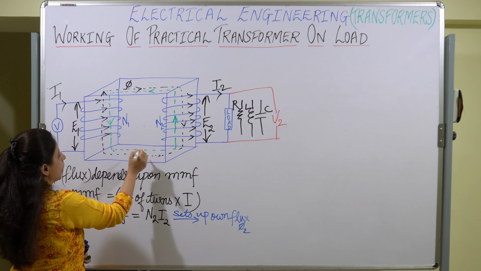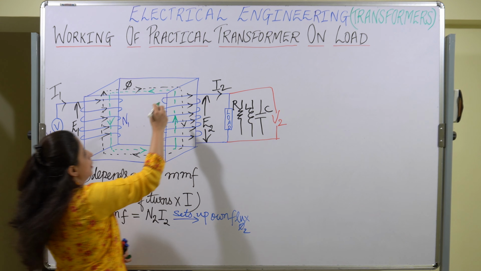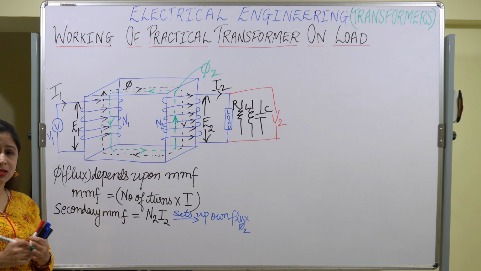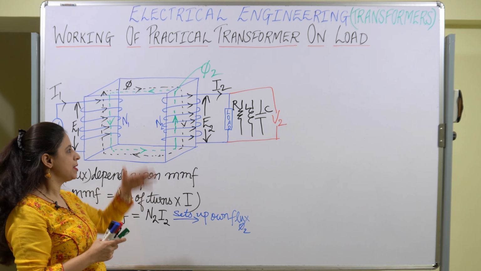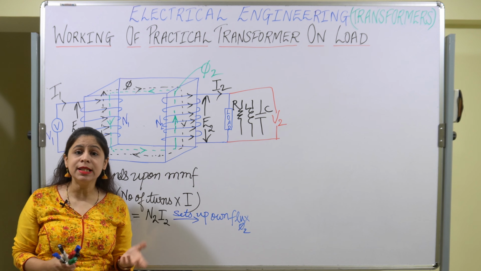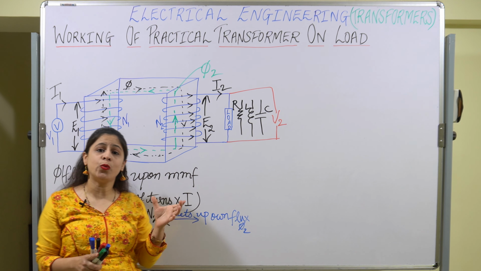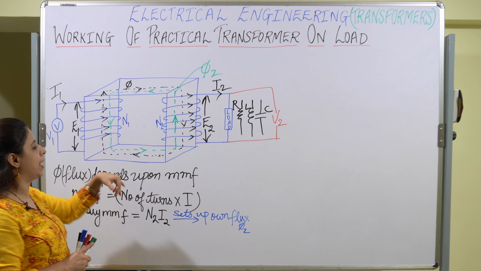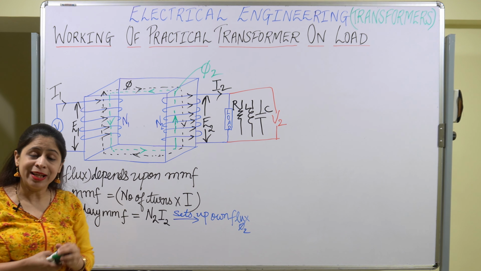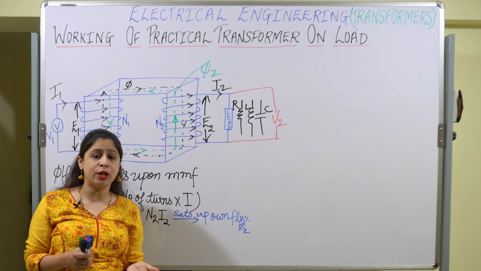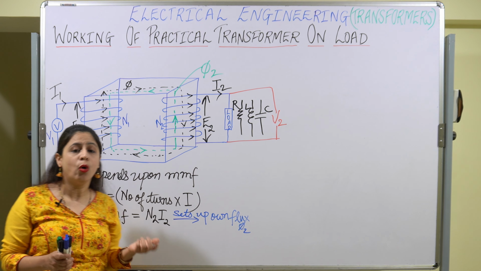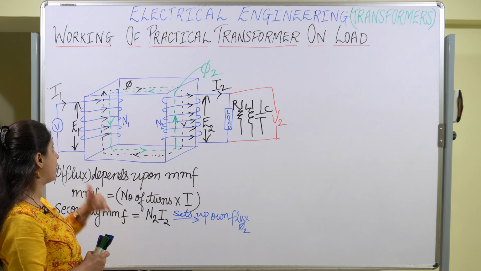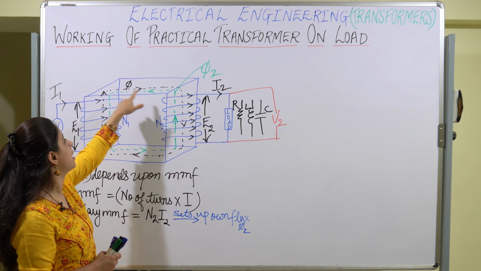This is the direction of the flux phi 2. This flux is set up in such a manner that it weakens the main flux. It starts weakening the main flux, and so the core flux starts weakening. The EMF depends upon the rate of change of flux and the number of turns. We have already seen this in the previous videos. So the flux starts weakening.